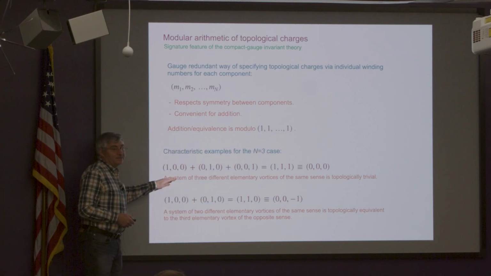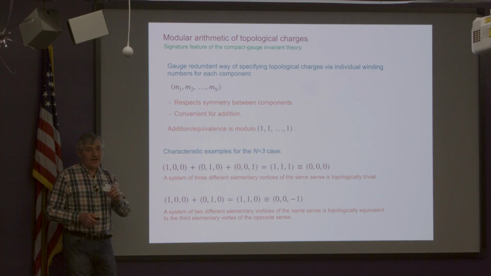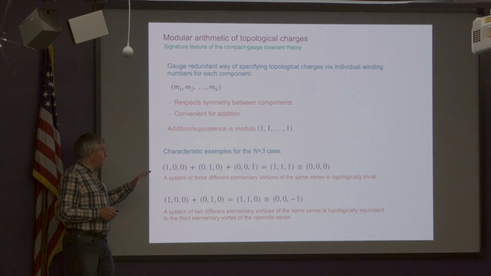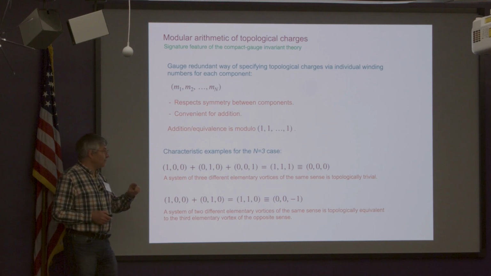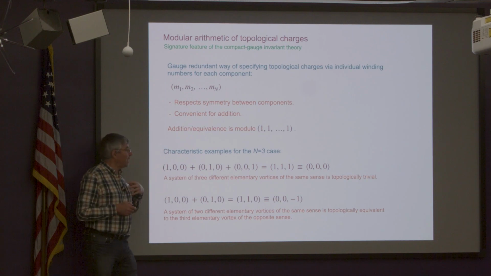So here are two characteristic examples. Suppose we have a three-component system. As we discussed, we have three types of elementary vortices. Actually six, because each of the three can be clockwise and anti-clockwise. But if all three have the same sense of rotation, say +1, +1, +1, I sum them up.